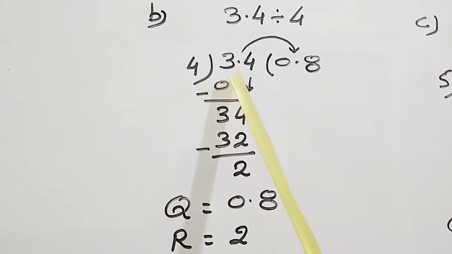After 3 there is a decimal. So shift the decimal to the quotient.